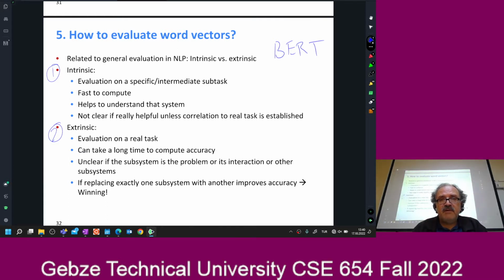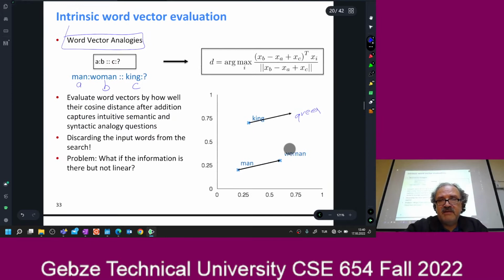We have lots of vectors, and we think that we did a good job. How are we going to know that it works well? Okay. So there are two ways of doing it. One is directly evaluating our vectors. The second one is extrinsic. And I think we looked at these.